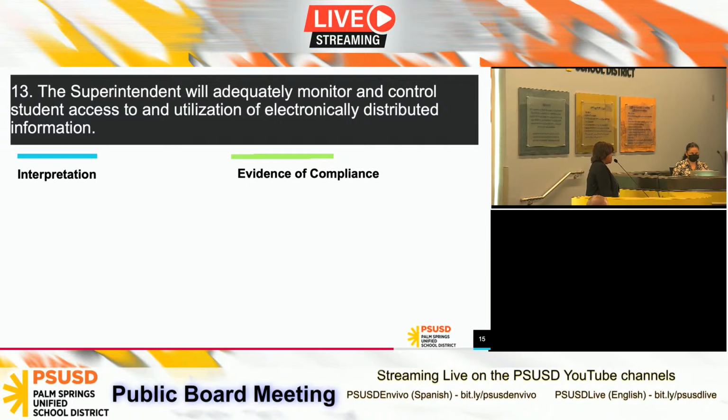Number 13. The superintendent will adequately monitor and control student access to and utilization of electronically distributed information. Our interpretation is that appropriate filters of electronically distributed information are installed and in place, such as Content Keeper, GoGuardian, Gaggle.